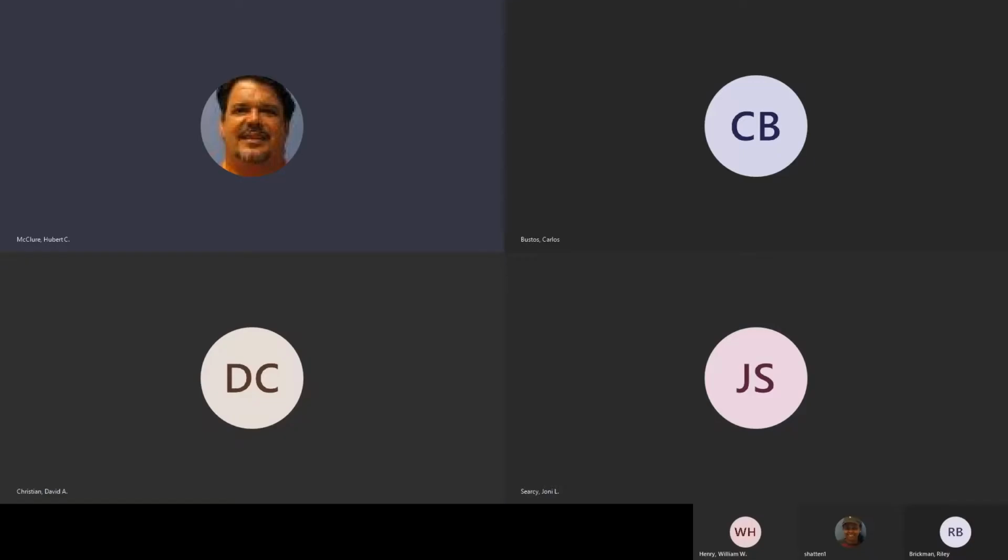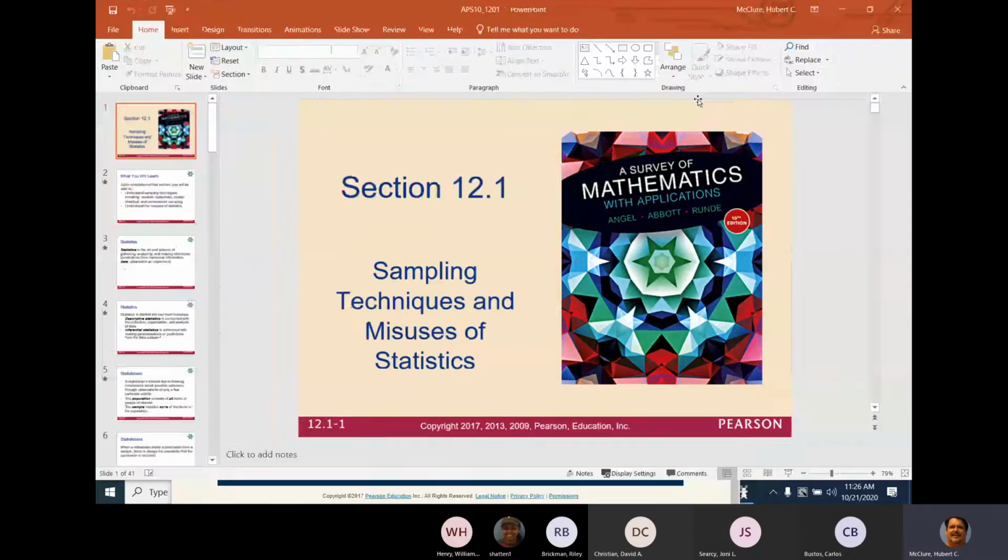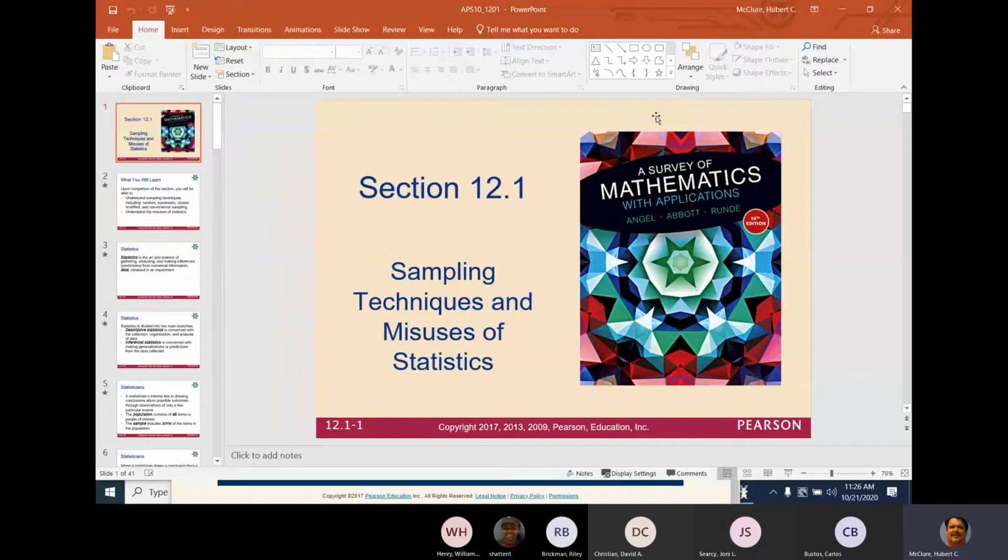to pay attention to detail. The mathematics that you use in probability is real basic addition, subtraction, multiplication, and division. So you don't have to be an algebra or a trig scholar or a calculus scholar to make a good grade in probability and statistics.